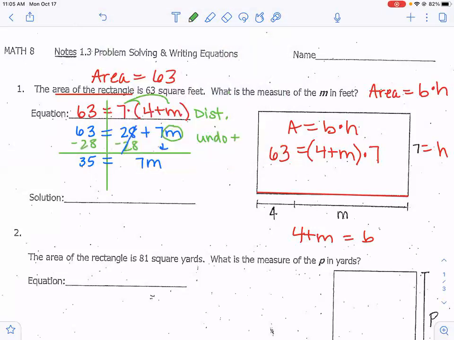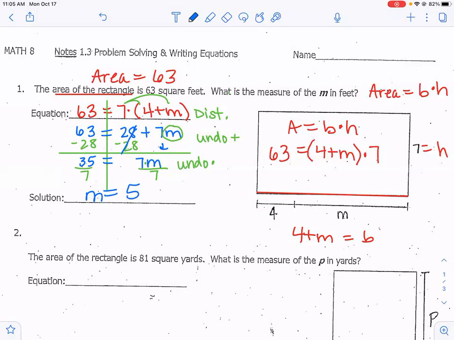Okay. So now, since we have 7 times m, we need to undo that multiplication by dividing by 7. Jada, what's 35 divided by 7? Okay, so we get m equals 5.